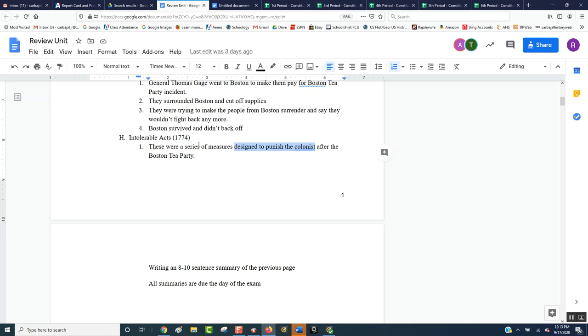And that's what the Intolerable Acts, even the name says it, intolerable. Like these acts were intolerable, like you can't tolerate them, they're so bad. And that's exactly what they were aimed at. You're going to act like little children, colonists. I'm going to treat you like little children and punish you.